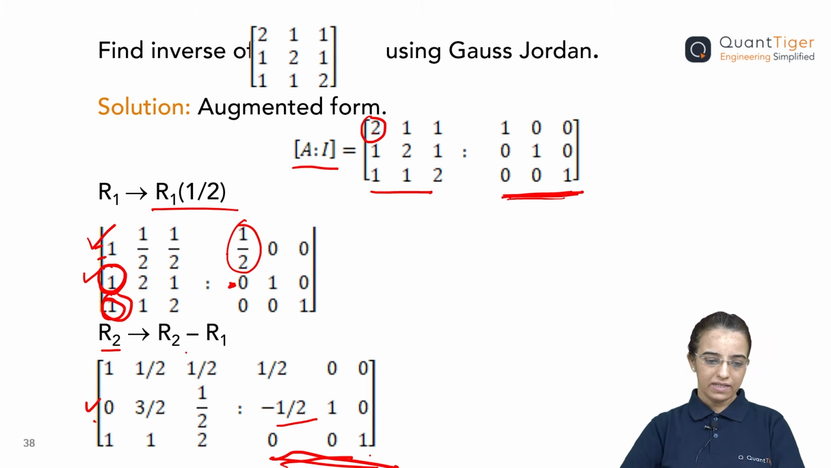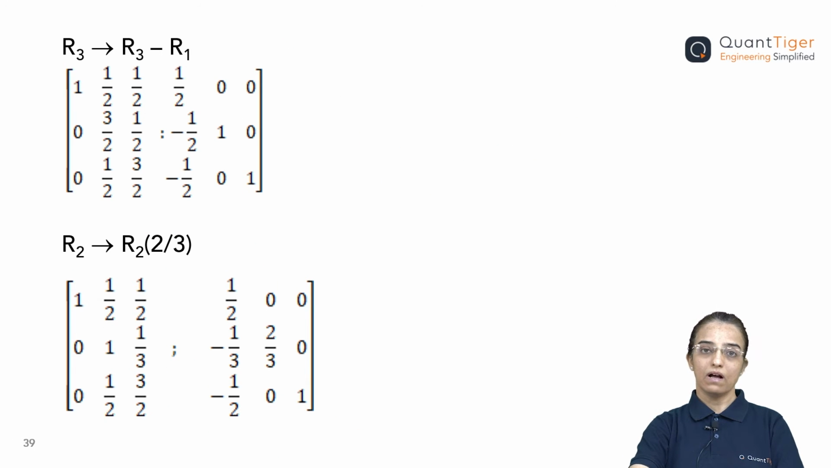Now the next thing is I need to bring 0 here. So I will operate on R3: R3 minus R1. That's the next operation, and the same operation we will do on this part also.